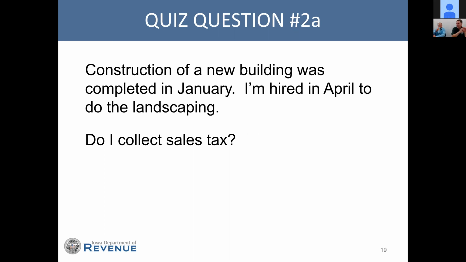Again, I mentioned in the previous slide that any landscaping work or those types of things that are connected with the new construction, they're going to qualify for exemption. So what do you think? House built in January, landscape work done in April? That sounds pretty reasonable to me. We'll give you just a few more seconds here.